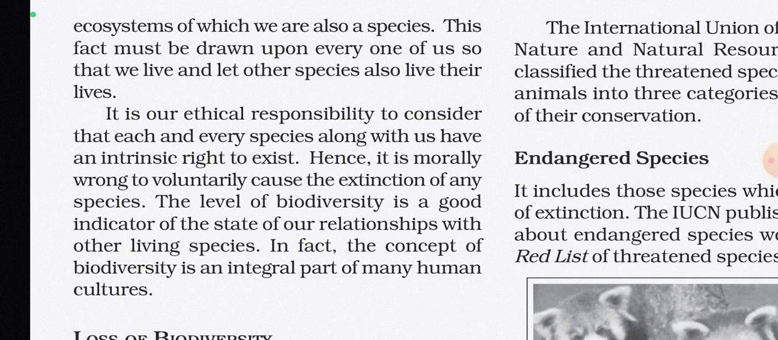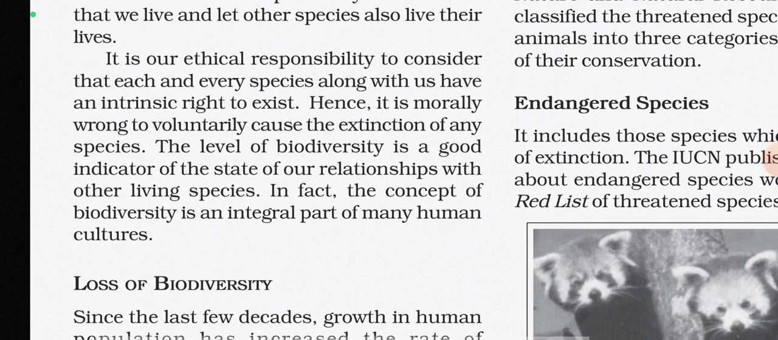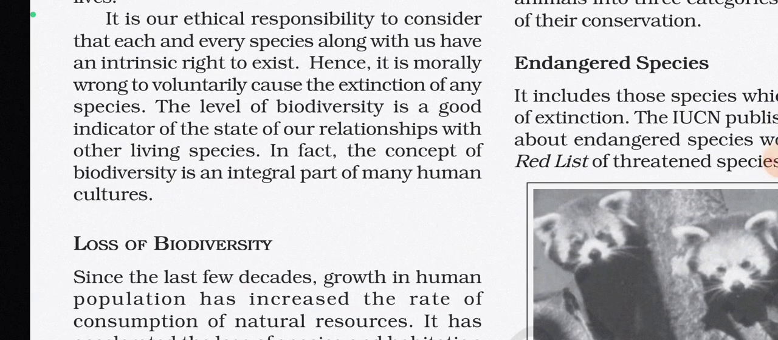This fact must be drawn upon every one of us so that we live and let other species also live their lives. It is our ethical responsibility to consider that each and every species along with us have an intrinsic right to exist. Hence, it is morally wrong to voluntarily cause the extinction of any species. The level of biodiversity is a good indicator of the state of our relationships with other living species. In fact, the concept of biodiversity is an integral part of many human cultures.